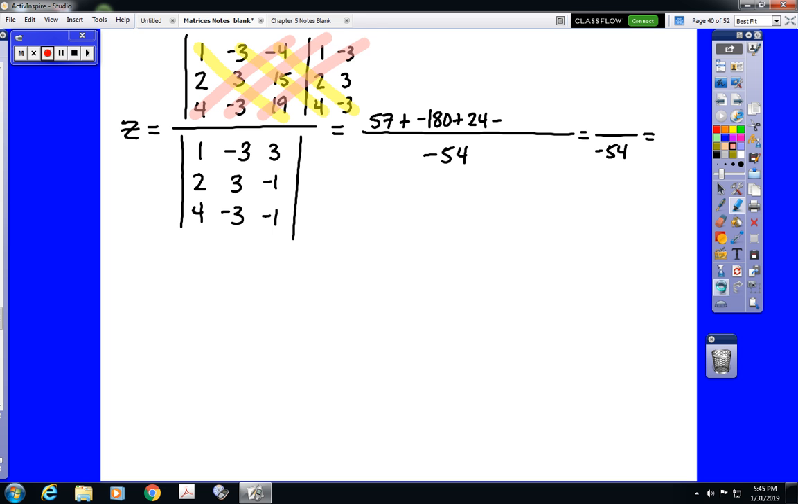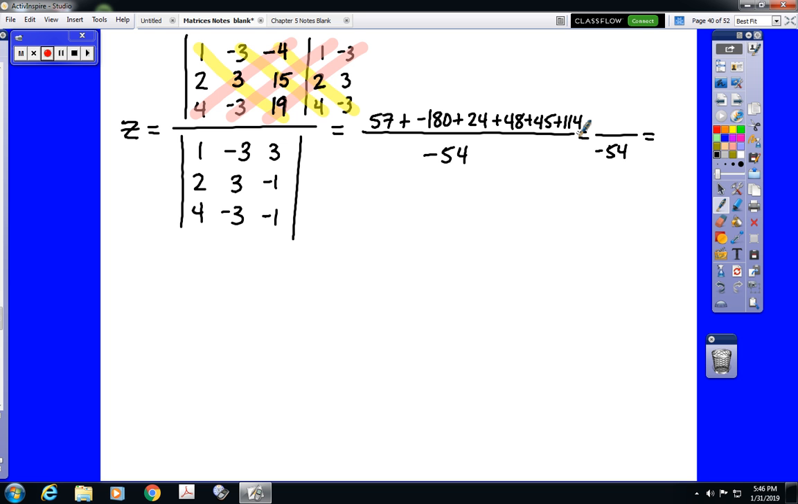and I kind of missed a little bit, so let me try that again. 1, 2, 3 upward diagonals that we need to multiply out and subtract. All right, so that's 4 times 3 times negative 4, which would be minus negative 48, which would become plus 48, minus 3 times 15 times 1, which would become plus 45, and minus 19 times 2 times negative 3, which would be plus 114.